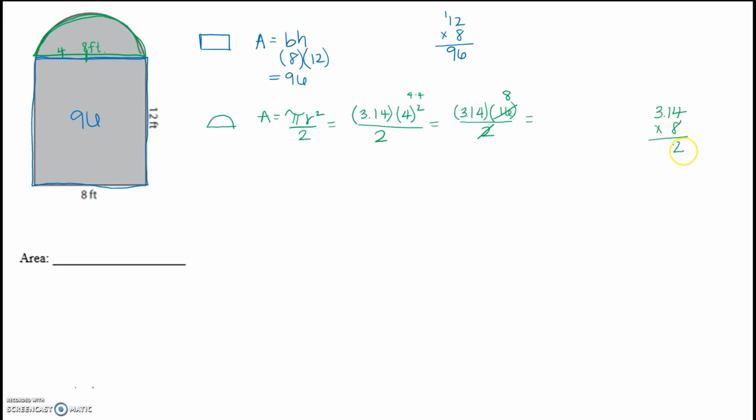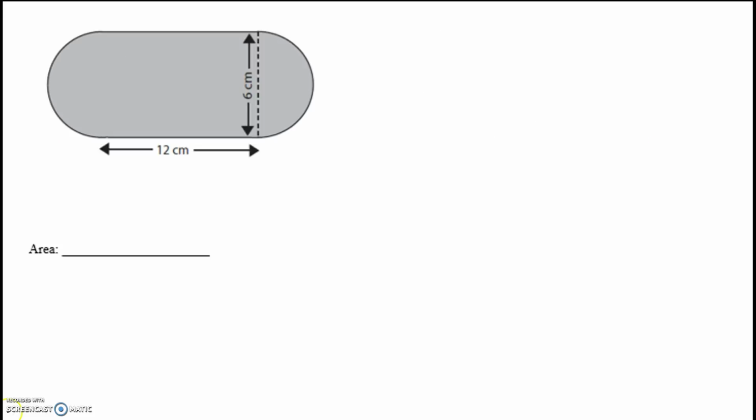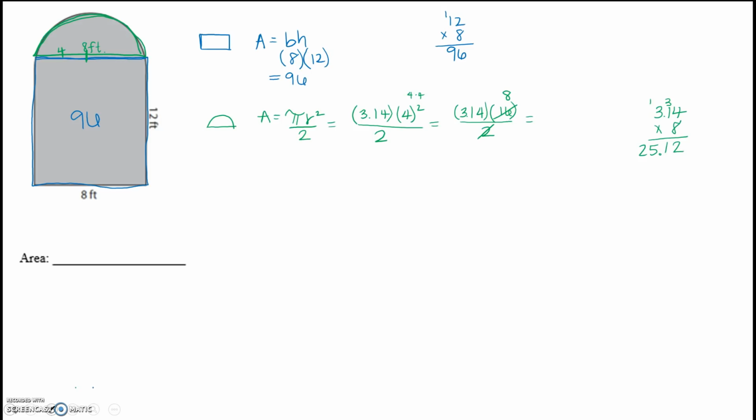4 times 8 is 32. 8 plus 3 is 11. 3 times 8 is 24, plus 1 is 25. And there's 2 numbers to the right of the decimal, so 2 numbers to the right of the decimal. We are certainly not finished with that one. So the area of my semicircle is 25.12. So I'm going to write that in here.